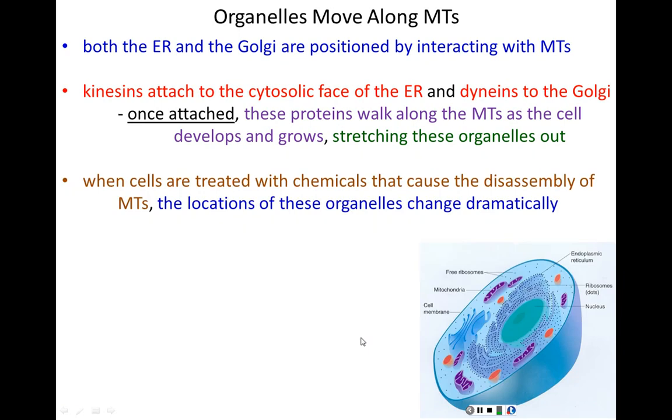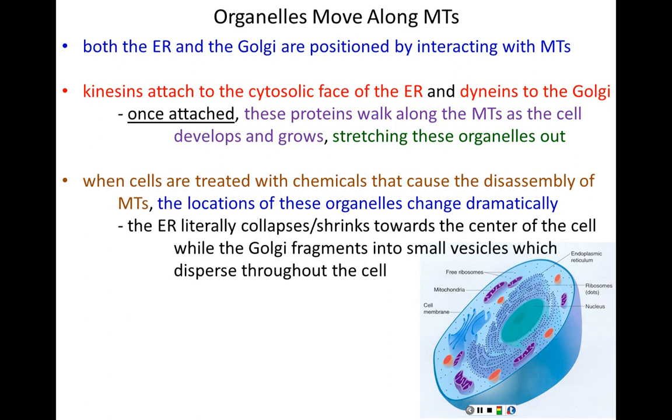When cells are treated with chemicals that cause the disassembly of microtubules, what we see is that the location of organelles such as the ER as well as the Golgi change dramatically. The ER literally collapses or shrinks towards the center of the cell. Well, why might that be? See, the kinesins were attached to the ER, stretching and walking the ER membrane away from the nucleus. So when microtubules collapse, the ER membrane springs back towards the nucleus because it's no longer being stretched out. The Golgi fragments into small vesicles, which disperse throughout the cell.